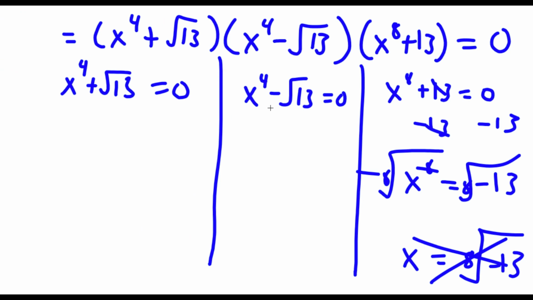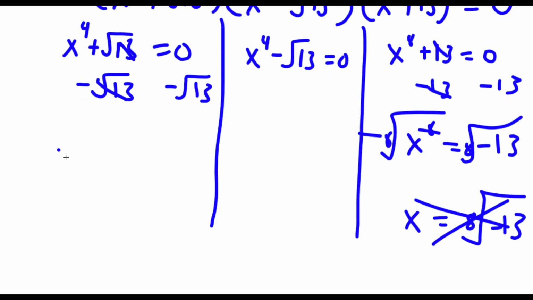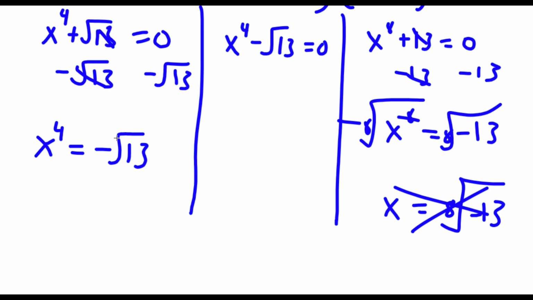So now for x to the power of 4 plus the square root of 13 equals 0, I'm going to first subtract the square root of 13 on both sides. So then these two cancel out. Now I have x to the power of 4 is equal to negative square root of 13. And again, same thing over here. This is not going to work out because you can't take the 4th power of a positive number and make it negative. So this is wrong as well.